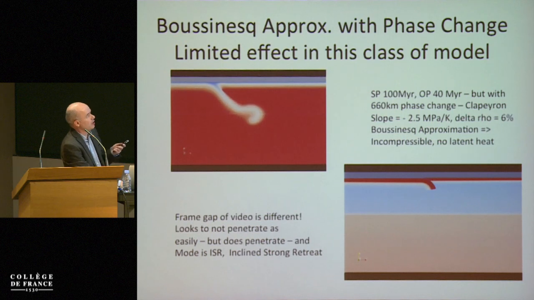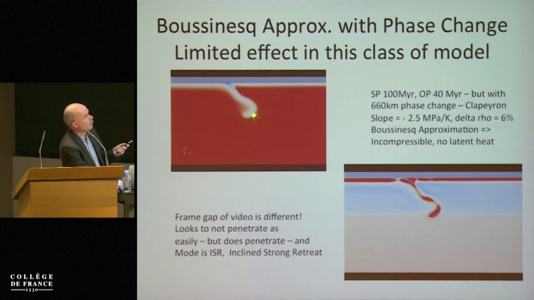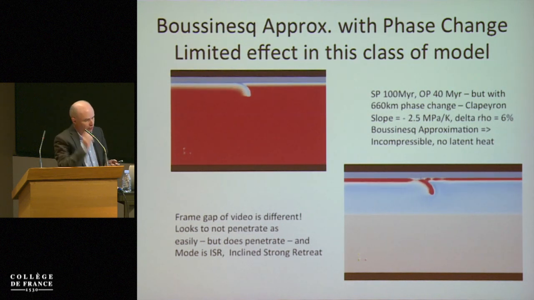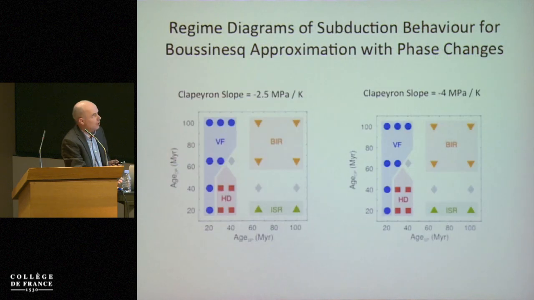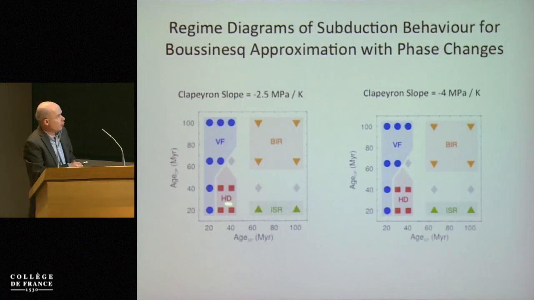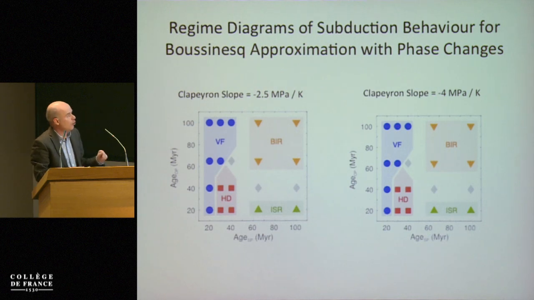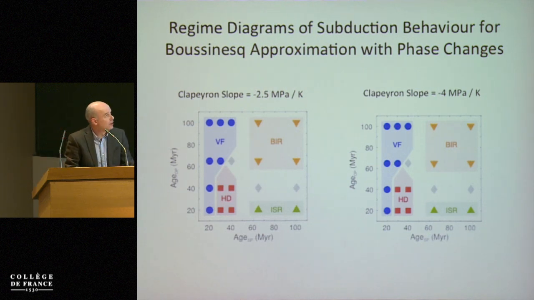Okay, so we're there with the Boussinesq, and here we're going to be in the Boussinesq, but now we've put in a phase change, and basically you can probably guess that I don't quite run the movie long enough, that clearly there's little or no hindrance at 660. The Clapeyron slope was about minus 2.4. So we ran, again, that whole region, and in fact, the regime diagram is identical. It doesn't change.